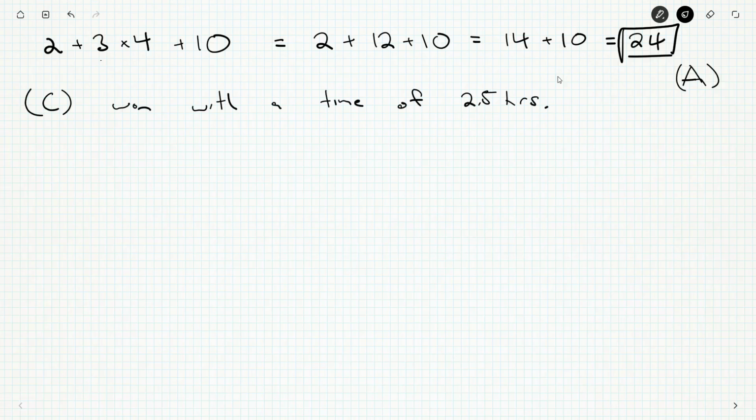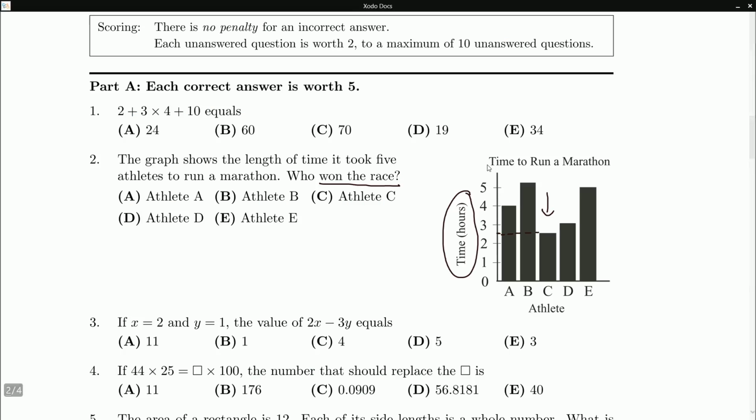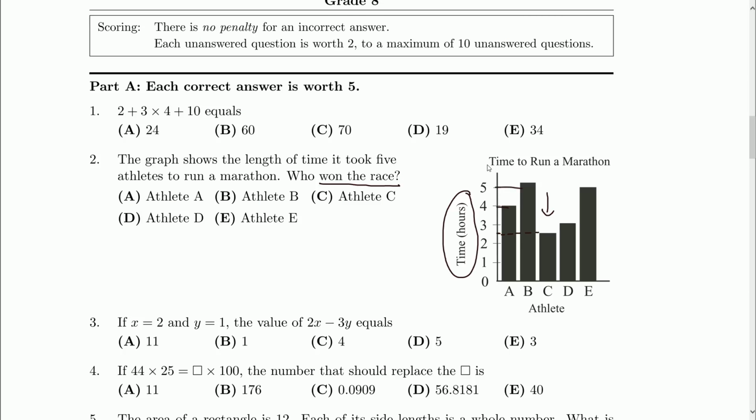And if you can't make the connection that it's the lowest bar that you need, you can write down each of these times. For example, it took A 4 hours, it took B 5 hours, C is about 2.5, D it took about 3 hours, and E also took about 5 hours to run the marathon.